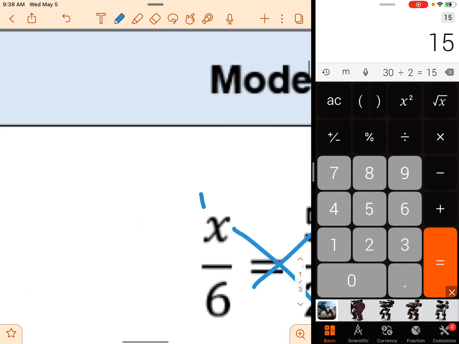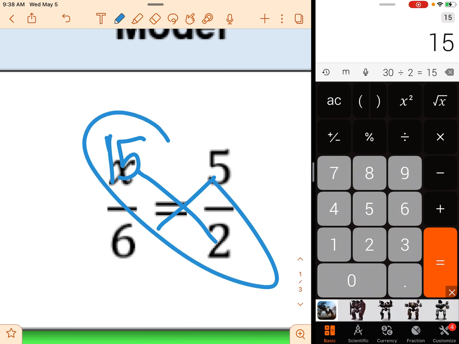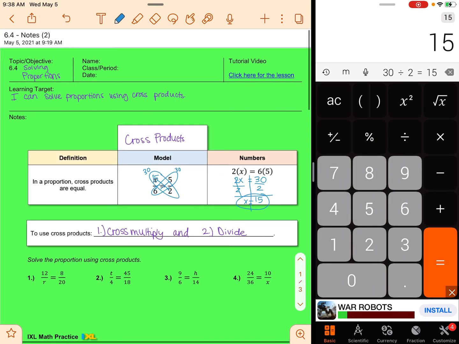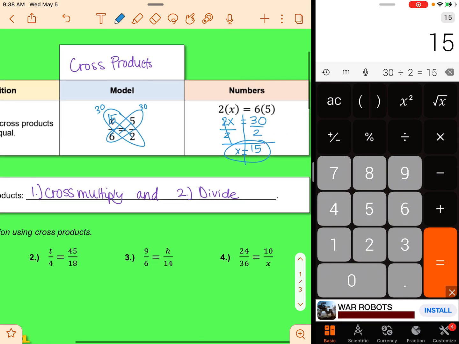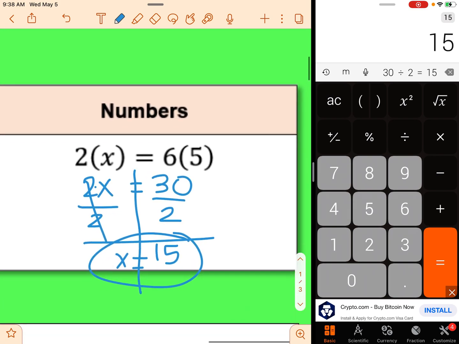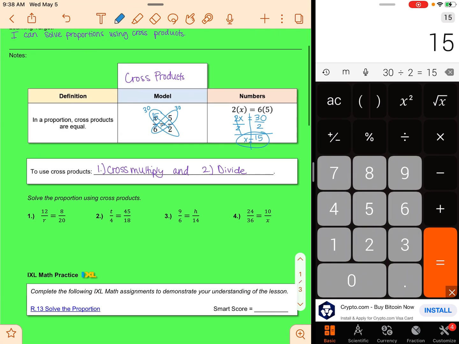If we plug 15 in for x, and we use cross products, 15 times 2 is 30, 5 times 6 is also 30. Are those the same? Yes, they are, so we did it correctly. Now, to use cross products, here are your steps. The first step is to cross multiply, and the second step is to divide. That's exactly what we did up here for our example problem. Now let's do 4 practice problems so that we learn how to solve proportions.